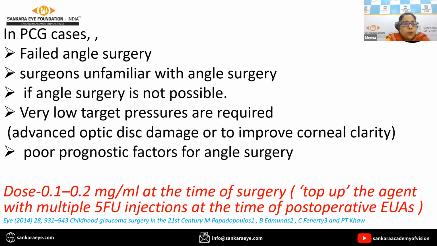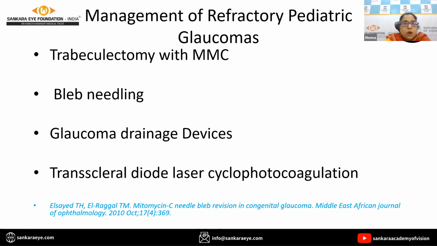Usually 0.1 to 0.2 milligram per ml MMC can be used, with a top-up agent of multiple 5-FU injections. Sometimes the only challenge is that we have to give these injections during the EUA examinations. How do we manage some of these refractory pediatric glaucomas? Again, we may have to do multiple surgeries like multiple trabeculectomies with MMC. And then we may have to perform bleb needling if bleb failure is encountered.